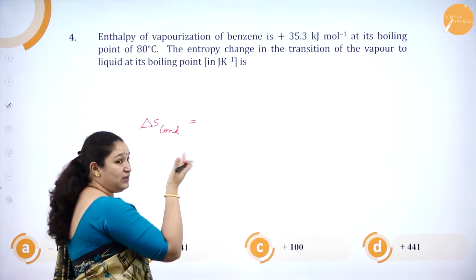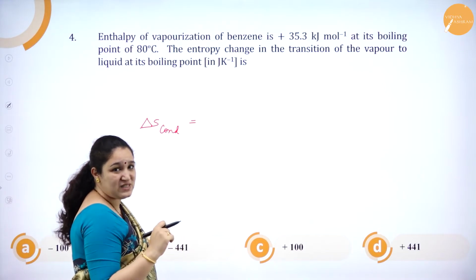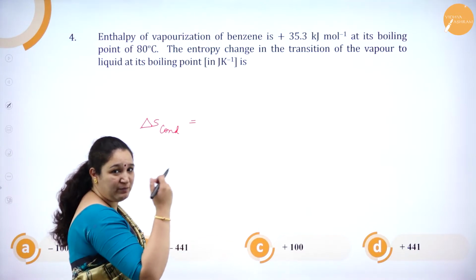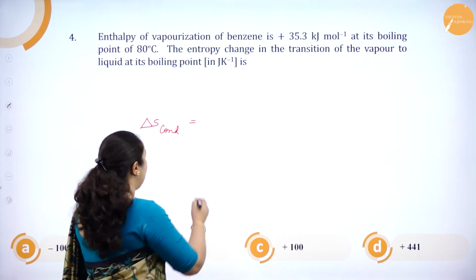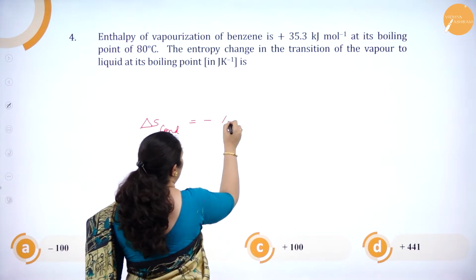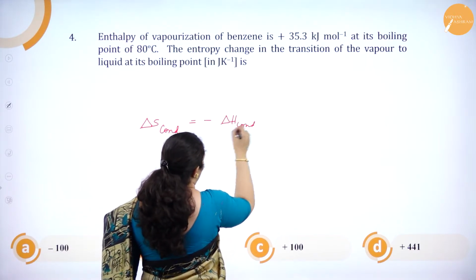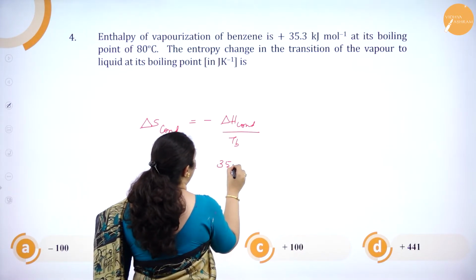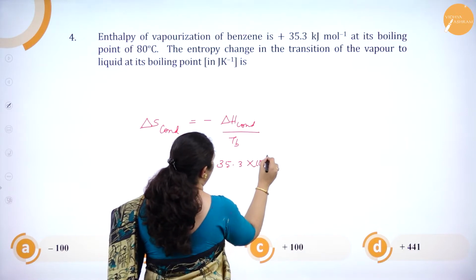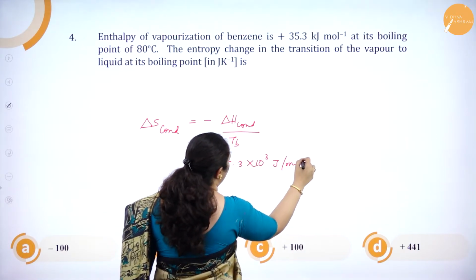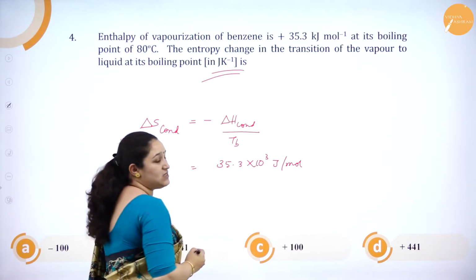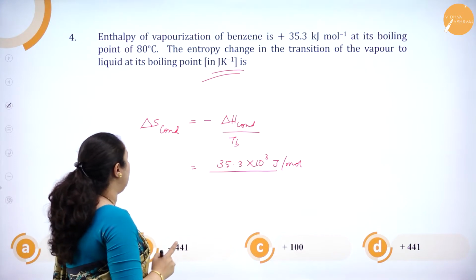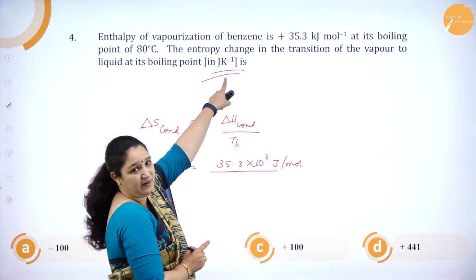So it is from vapor to the liquid state. Entropy is decreasing, isn't it? So it will be a negative sign. From the vapor to the liquid state, it will be a negative sign. I'll just put off the negative sign here. Delta H condensation by TB. So what is the delta H value? It is 35.3 into 10 to the power 3 joule per mole. Why have I converted into joule per mole? Because I want the answer in joule per mole divided by temperature in Kelvin.